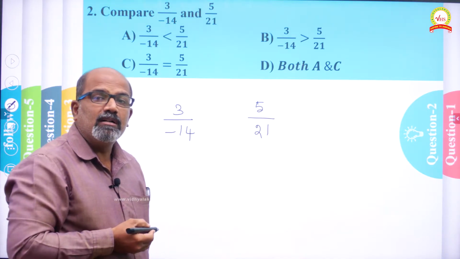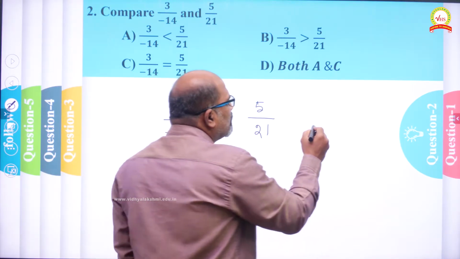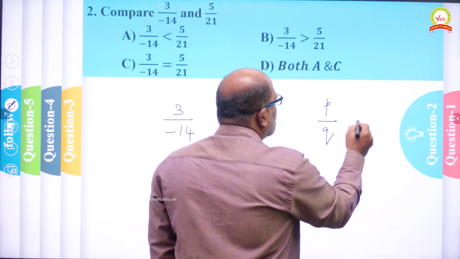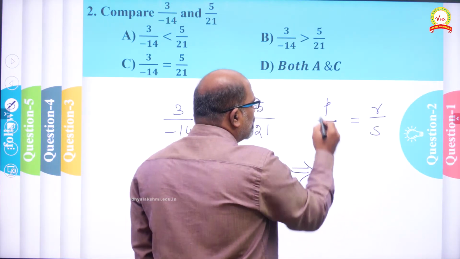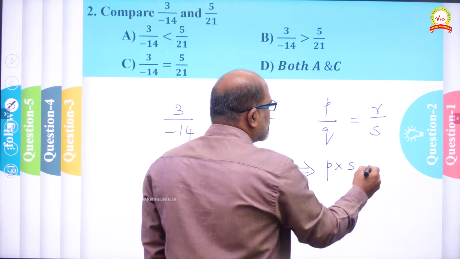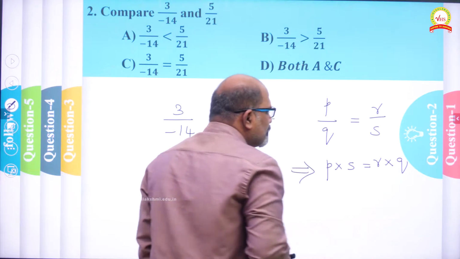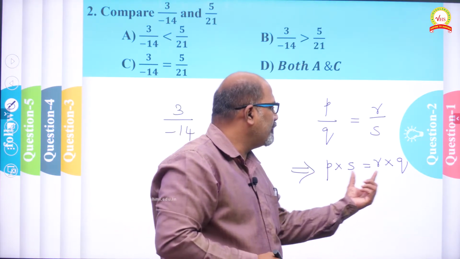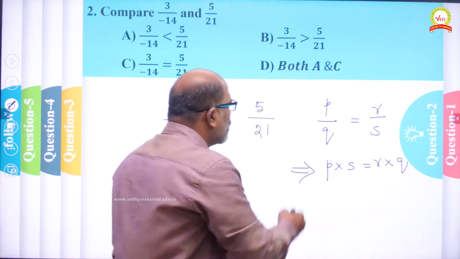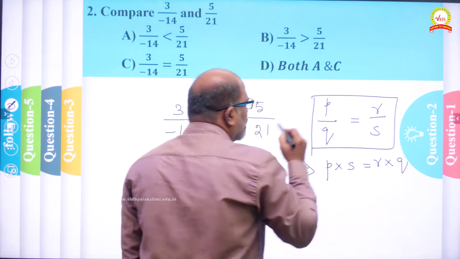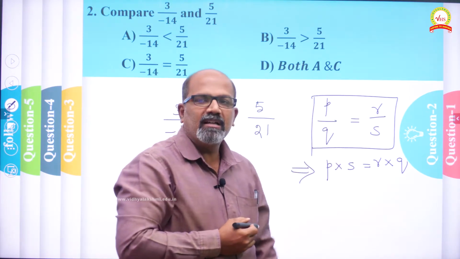We already studied equality of rational numbers in the first video module. Do you remember? If two rational numbers P by Q is equal to R by S, then we must have P multiplied by S is equal to R multiplied by Q. If and only if P into S equals R into Q, then only we can come to a conclusion that the two given rational numbers are equal.